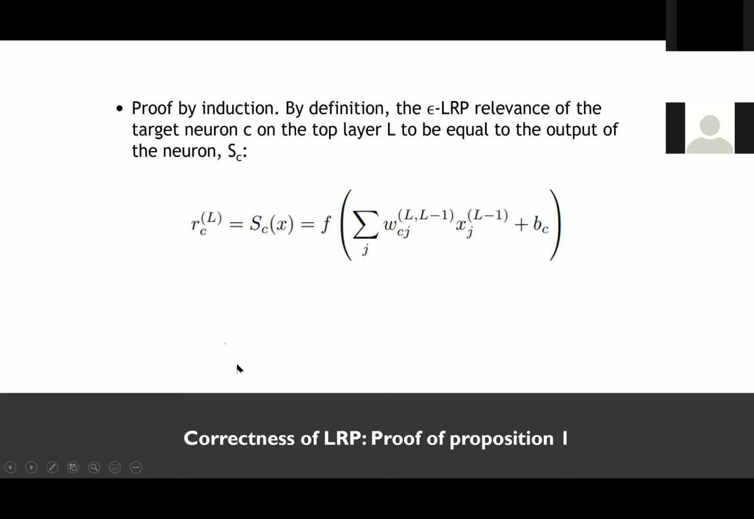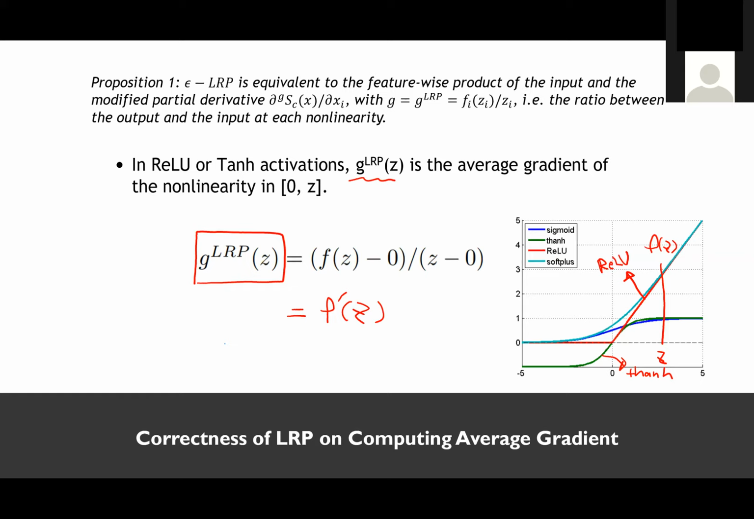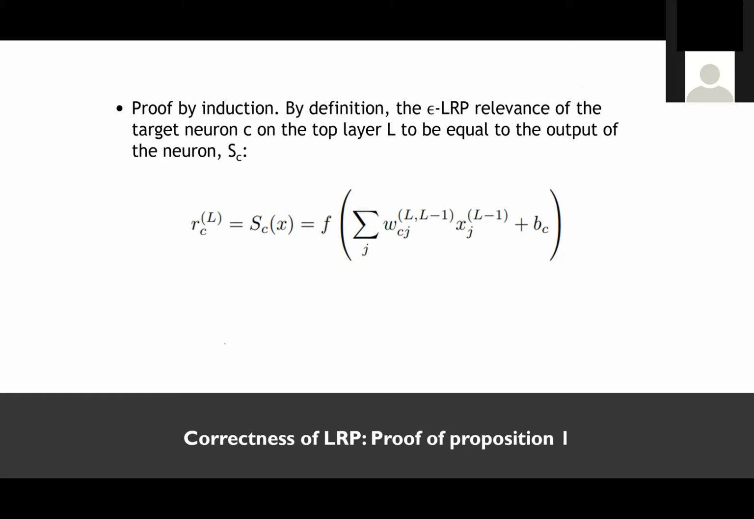So let's try to prove. This is what we will try to prove: LRP is equivalent to the feature-wise product of input and the modified partial derivative. What we are saying is that if you propagate the LRP value, then we compute the gradient times input. That is what we wish to show. So we show it by proof by induction. Here the subscript is a little bit changed, so I'm sorry for that. This is the next layer, and this is the previous layer.